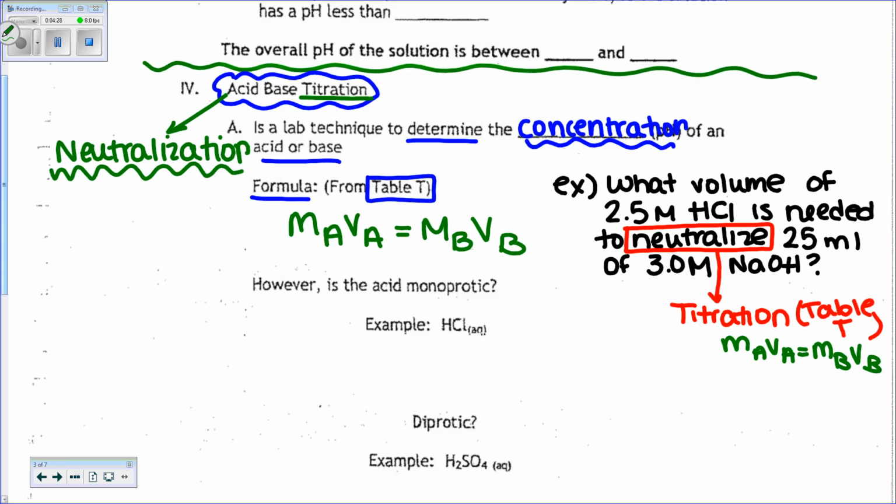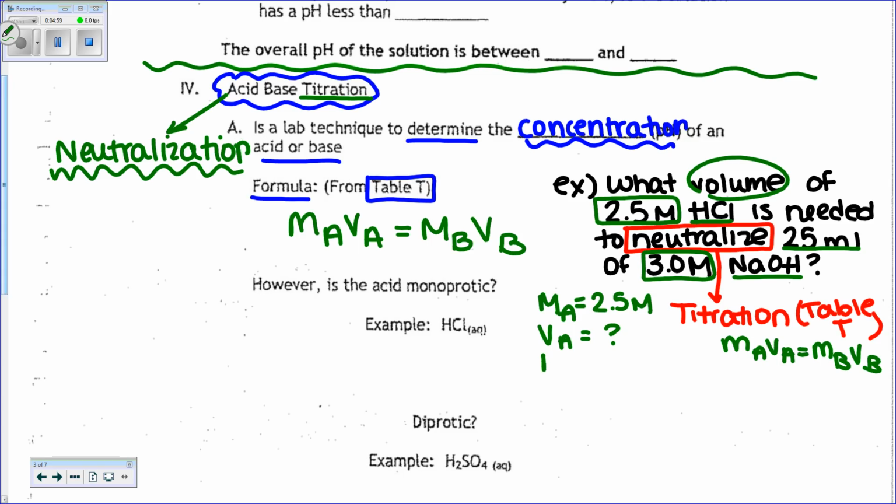Here I see this molarity is of HCl, so my molarity of my acid is 2.5 molar. It said what volume, so my volume of acid is question mark. I don't know that one because they want me to solve for volume. And then it says I have 25 milliliters of 3.0 molar NaOH. So my molarity of my base is 3.0 molar, my volume of my base is 25 milliliters.